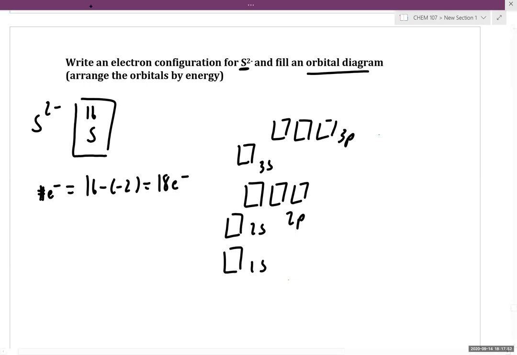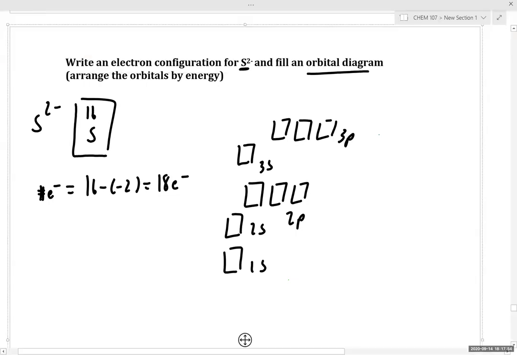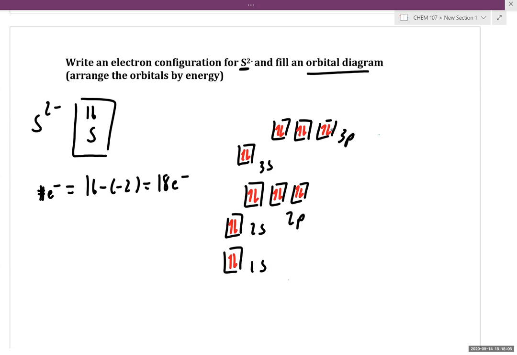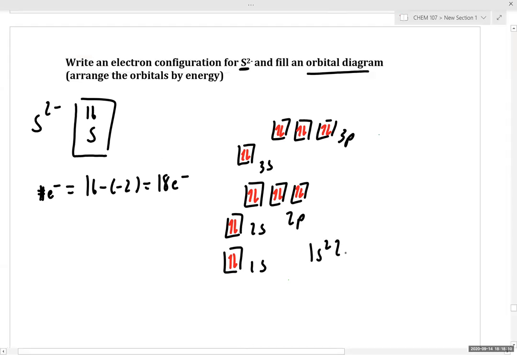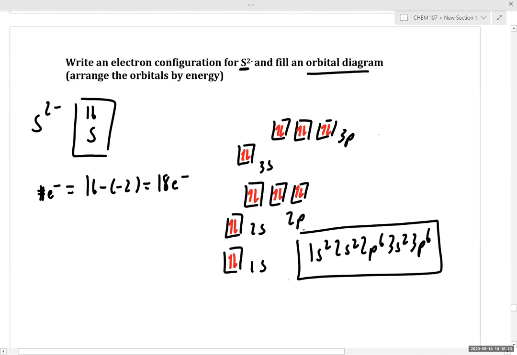And we fill our orbital box diagram from the lowest to the highest energy. 2, 4, 6, 8, 10, 12, 14, 16, 18. And that gives us an electron configuration of 1s2, 2s2, 2p6, 3s2, 3p6.